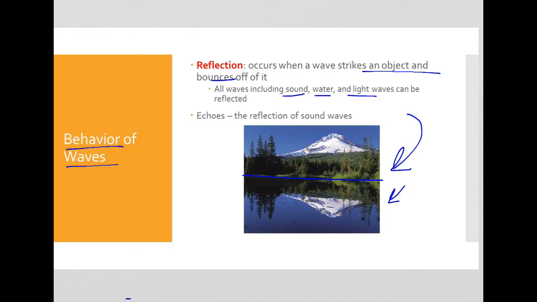In fact, you might have heard that the reason we even see the mountain is because light is reflecting off of it into our eyes. And we're used to seeing our reflections in mirrors and things like that. You might also be familiar with the reflection of sound waves in terms of echoes and things like that.